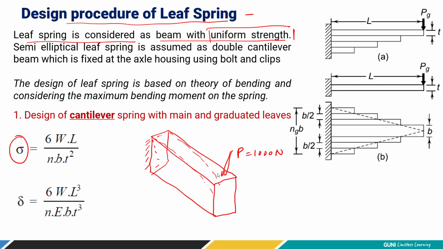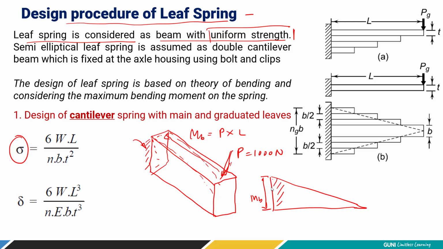Now we know that bending moment is always a force and its perpendicular distance. That is, bending moment is nothing but load times its distance. In this case, the bending moment is going to be maximum at the fixed end. So I can draw it like this, as per the standard of strength of materials. This is the maximum bending moment at the fixed end.